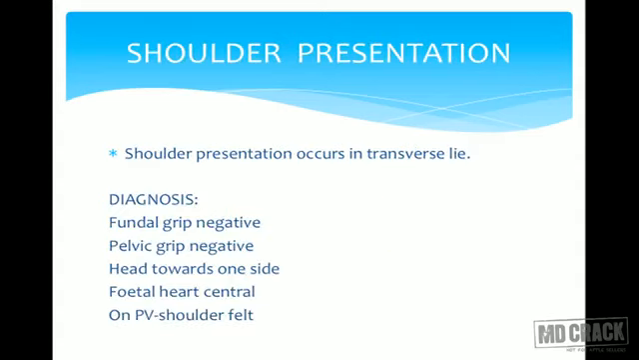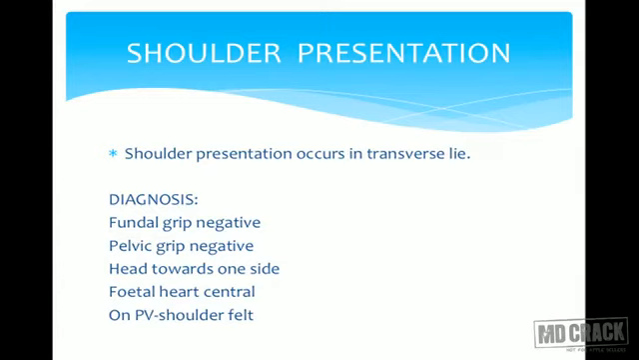Now let's move ahead with the transverse lie, also called shoulder presentation. The presenting part is the shoulder along with a few ribs and some portion of the humerus. The diagnosis is usually made because the baby is placed transversely. The longitudinal axis of the uterus and the longitudinal axis of the fetal ovoid are perpendicular to each other. Naturally, because of that, the uterine height will not correspond with the gestational age. The height will be less than the gestational age.